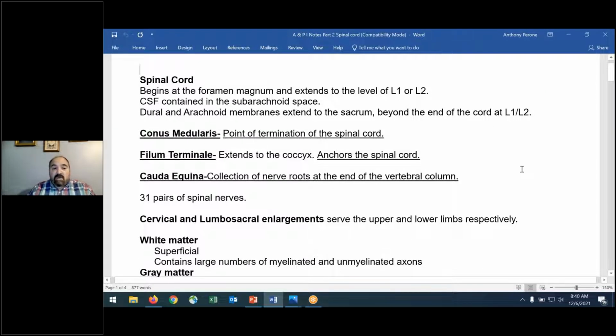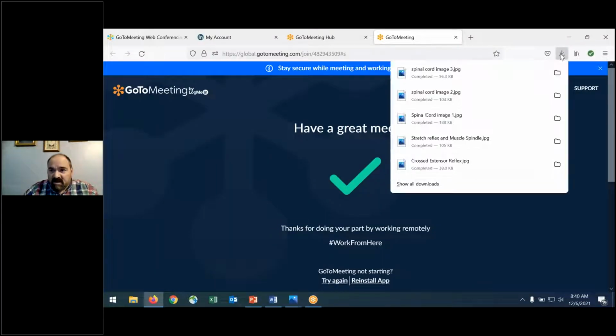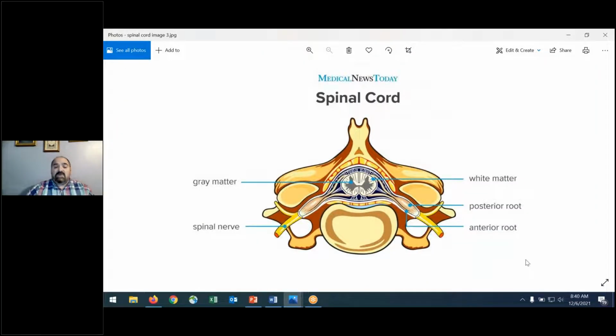So let's start off with the spinal cord and what's going on as far as structural anatomy, and let's take a look at an image before we move on. I'd like to take a look at this image first. I wanted to show you this image so that you see how really small the spinal cord is. The spinal cord resides within the vertebral foramen.